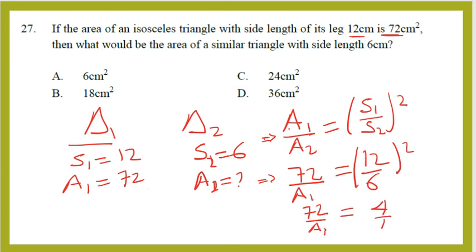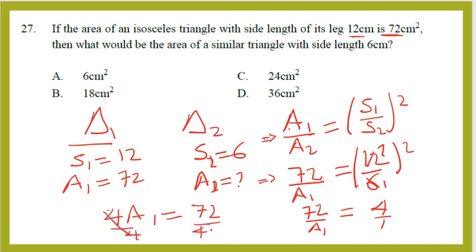Then we can use crisscross. We can multiply crisscross. By the way, here what did I do? By 6, 1. This by 6, 2. When I square it, it will be 4. Then multiply crisscross. 4 times A1 will be 4A1, which is equal to 72 times 1, which is 72. Then I will divide both sides by 4.